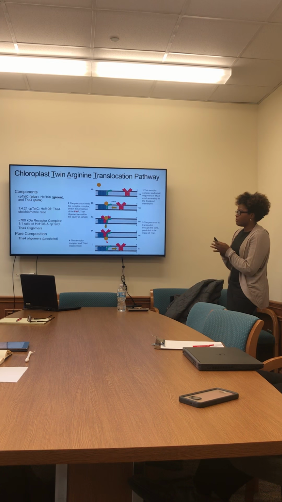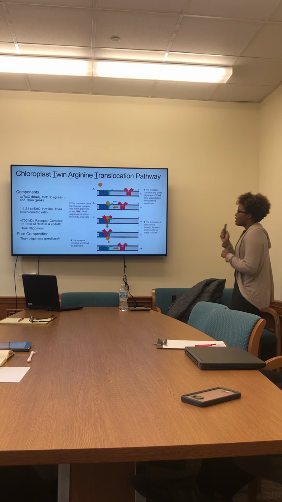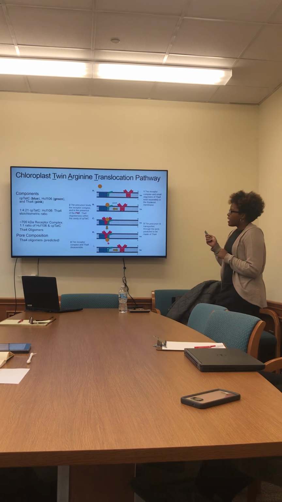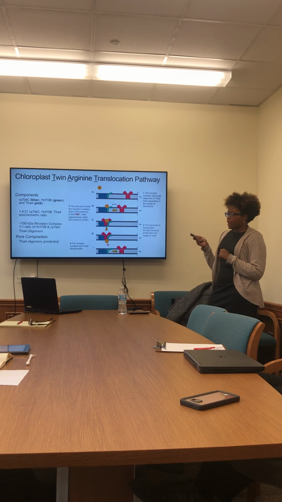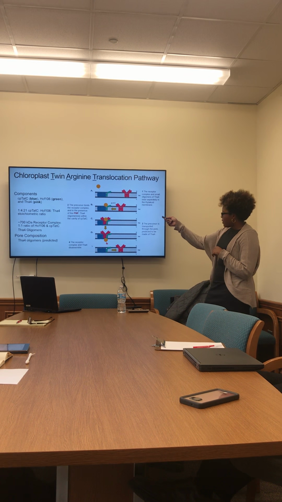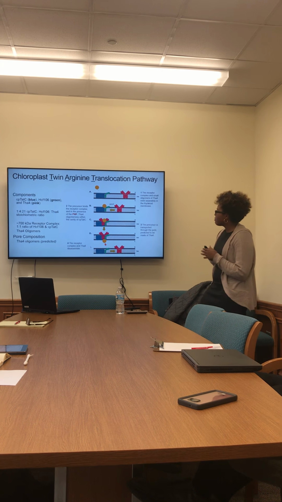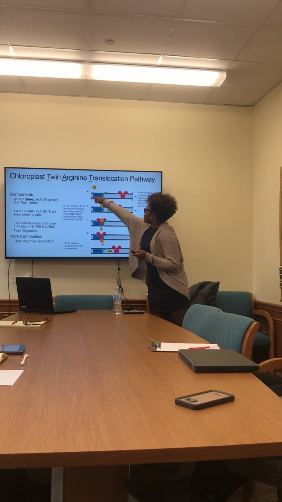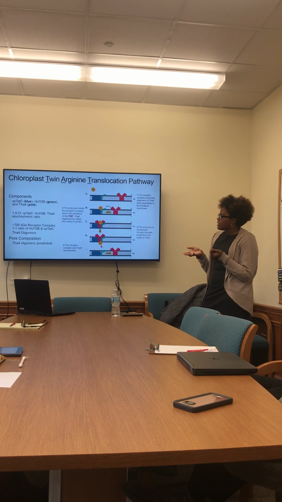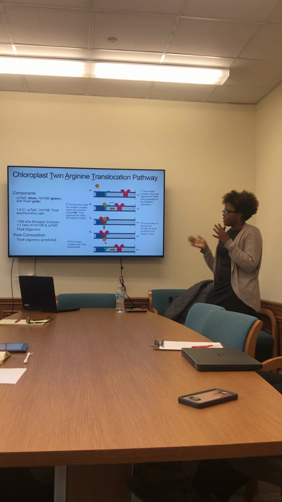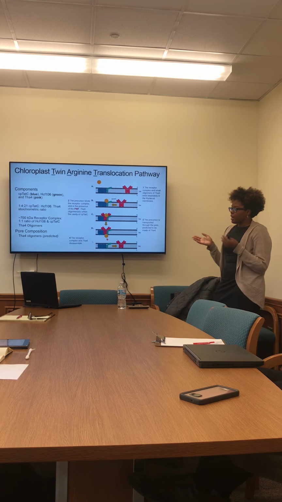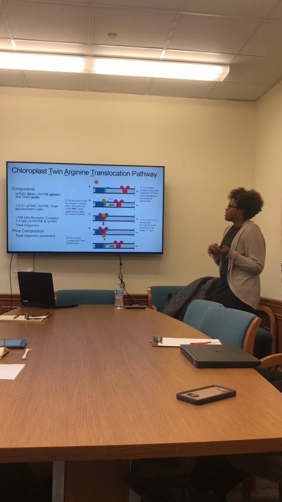Okay, so finally we come to the CP-TAT system. It gets its name from the characteristic twin arginine motif on the transit peptide. I didn't put that there, but right over here, it would have the twin arginine motif, and if it was changed to lysines, for instance, even though arginine and lysine are kind of similar, if it was two lysines, the receptor complex would not recognize the precursor.